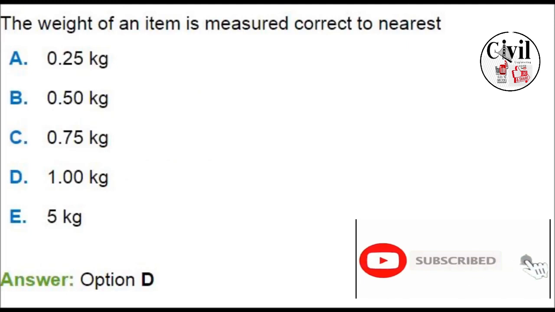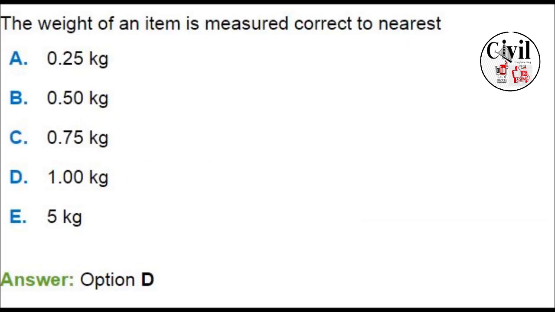Okay, the weight of an item is measured correct to the nearest: 0.25 kg, 0.50 kg, 0.75 kg, 1 kg, or 5 kg. So the weight of each item is measured to 1 kg. So D is the correct option.